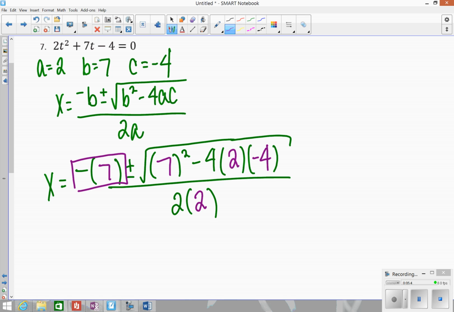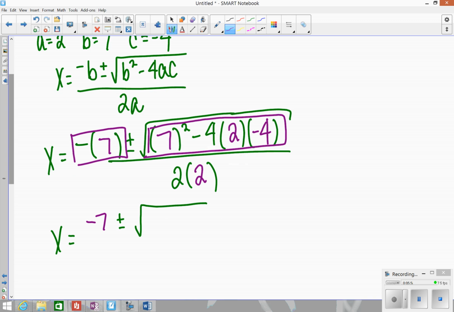So our first part here, negative times 7, is going to be -7. Again, I'm keeping the x equals, I'm keeping the plus or minus, I'm keeping the square root. Now I'm going to do the next set, which is underneath the square root. And remember, you got to keep the parentheses.